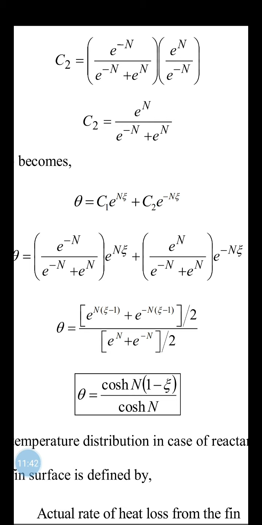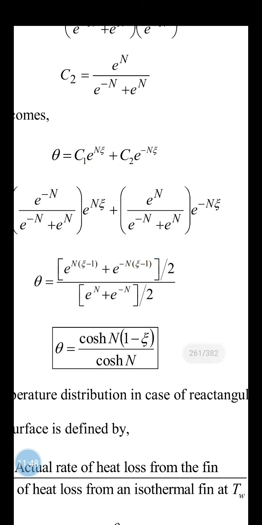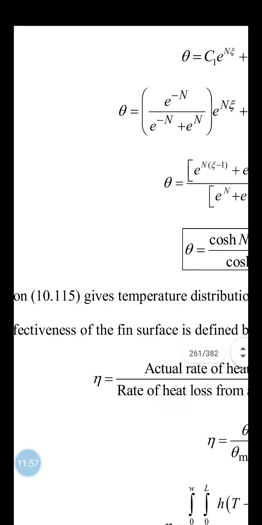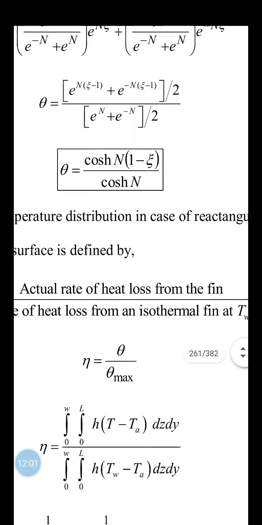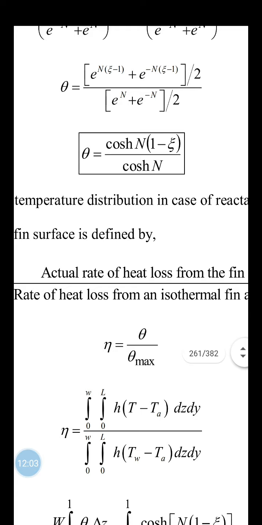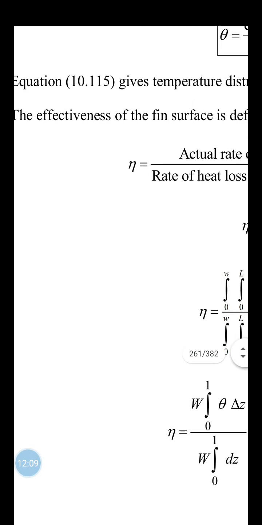If you remember, what is this? This will be a cos hyperbolic term. It is cos hyperbolic of n (zeta minus 1), and the denominator is cos hyperbolic n. So this is how you get the temperature distribution in a rectangular fin. It is theta. Now what you want to find out is eta, which is nothing but the effectiveness of the fin.